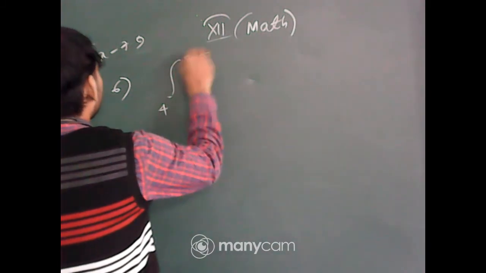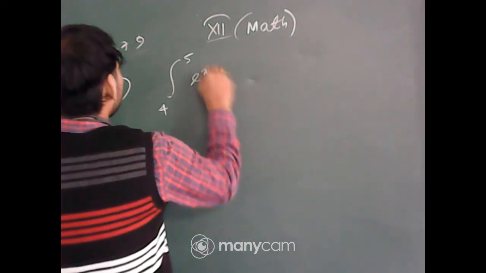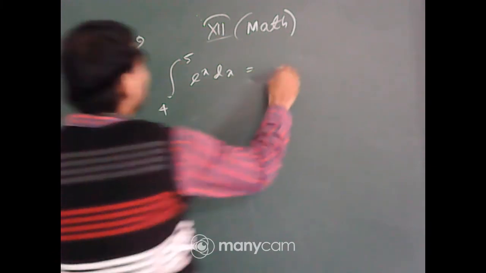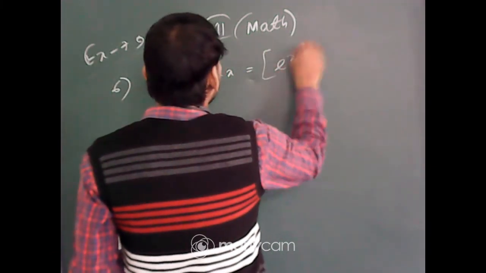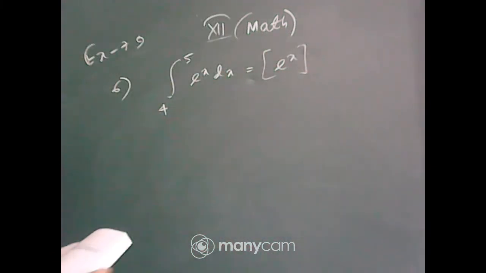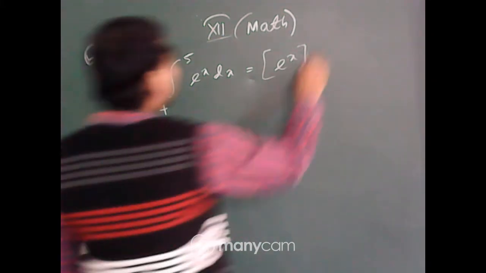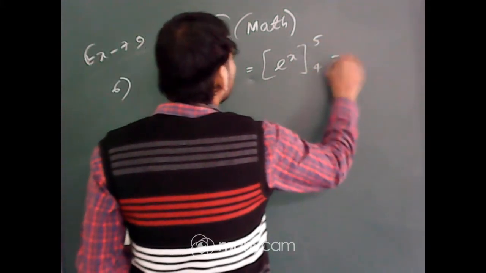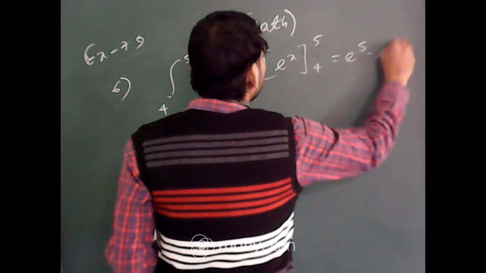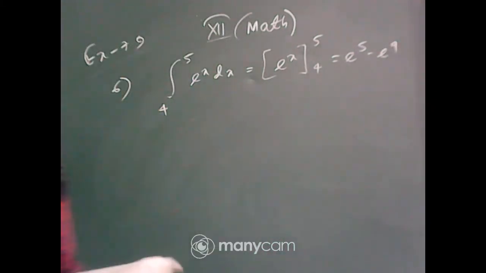Integration 4 to 5 e to the power x dx. That means integration of e to the power x, you know that integration of e to the power x means e to the power x, our limits will be 4 to 5. So e to the power 5 minus e to the power 4. Is it all right?